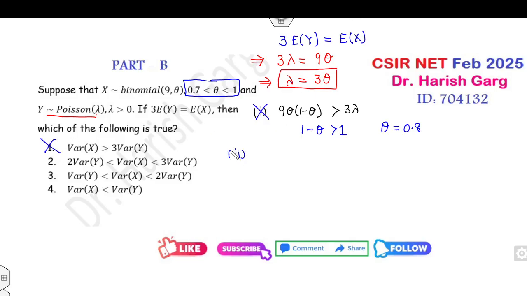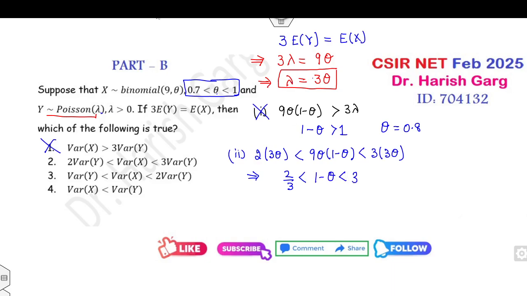Look at the second option. 2 times the variance of y. Variance of y is again lambda. Lambda is my 3 theta. The variance of x is less than 3 times the variance of y. Fine. So you can see I can cancel out 3 theta. So it will be 2 over 3 is less than 1 minus theta is less than 3 theta. I can cancel it.